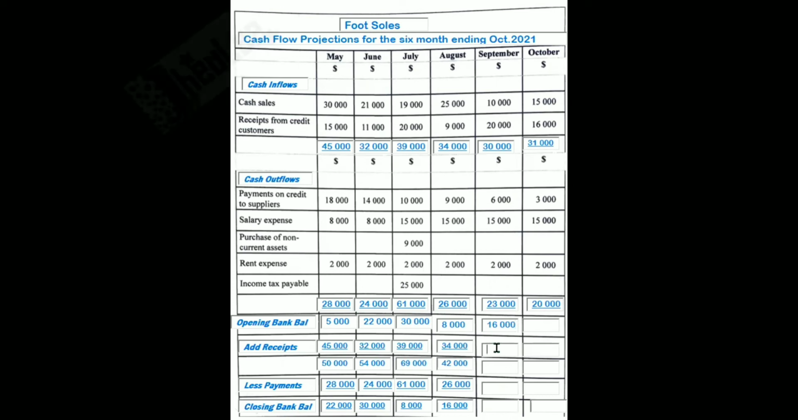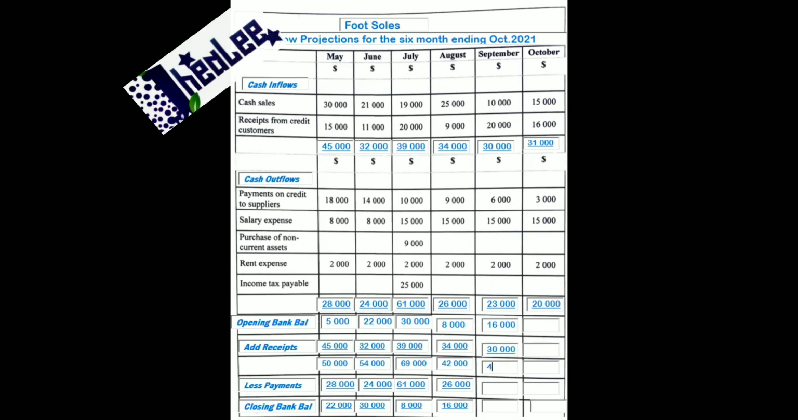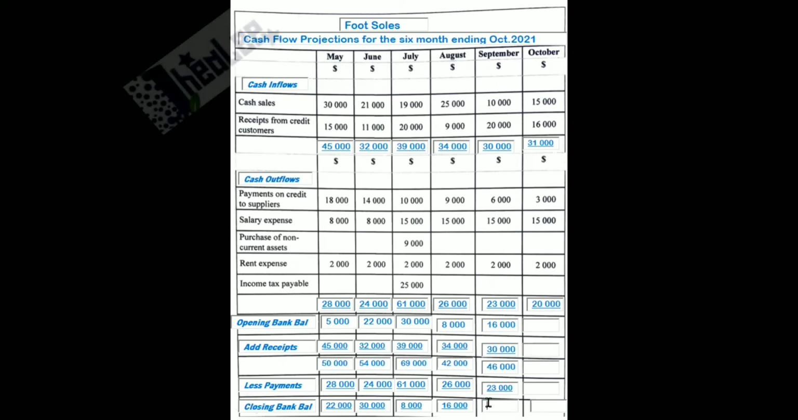To that 16,000, we add the receipts of $30,000, which gives us a total of 46,000. From that 46,000, we subtract the payments of $23,000, and that gives us a closing bank balance of 23,000. This 23,000 now becomes the opening bank balance, and we're into the final month, which is October.